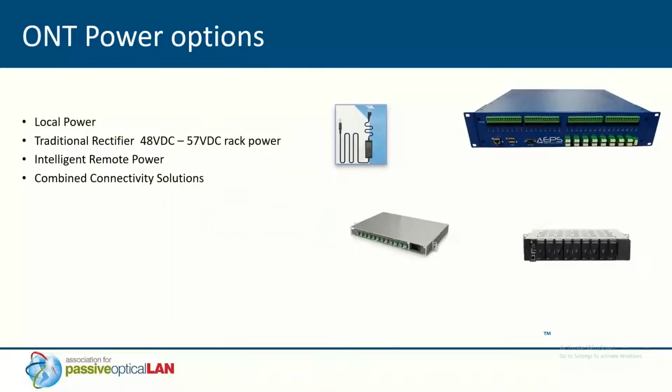When it comes to powering your ONTs, there are really two ways, and then within those two ways, some different ways of doing it. As Steve spoke about, your local AC power, usually in the form of a plug and a transformer brick of some sort. We have a traditional rectifier or rack power fed from your MDF or IDF, and then within those, there's now intelligent remote power and some combined connectivity solutions. Next slide.